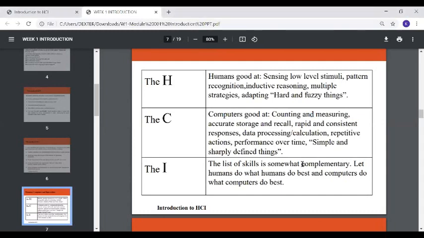Then the I, the interaction, is somewhat complementary: let humans do what humans do best, and computers do what computers do best. By the user, we may mean the individual user, a user group, or users working together. An appreciation of the way people's sensory systems, for example sight, hearing, and touch, relay information is vital. Also, different users have different conceptions or mental models about their interaction and have different ways of learning and keeping knowledge. In addition, cultural and national differences also play a part.